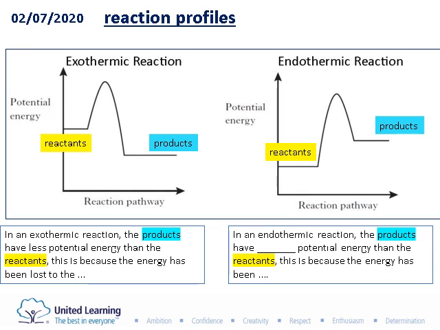This is just a recap from last week, so no new content, just a bit of revision. What I would like you to do is fill in the gaps to give me both a description and an explanation of each of the reaction profiles for both exothermic and endothermic reactions, okay? Pause the video for as long as you need to do this task, because I'm going to go through it on the next slide.